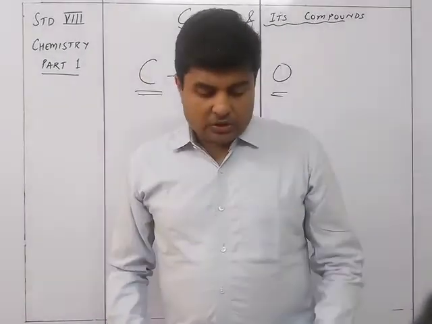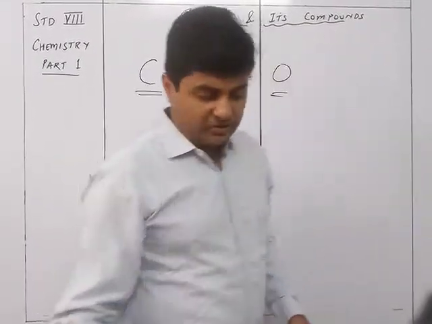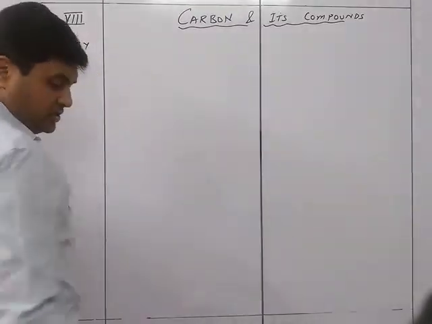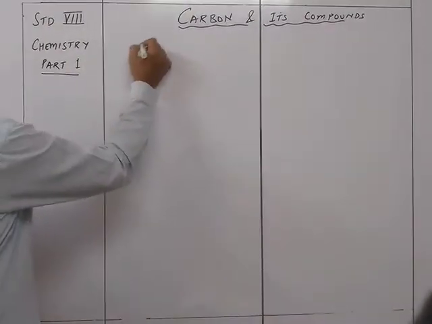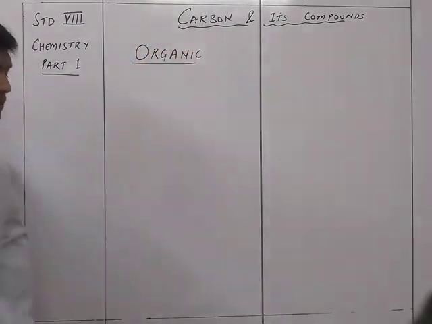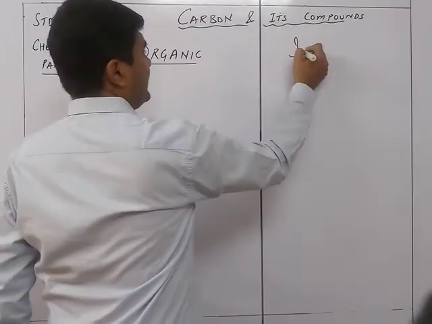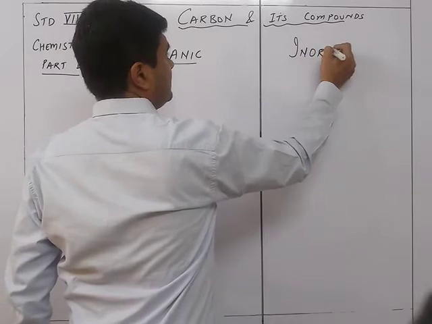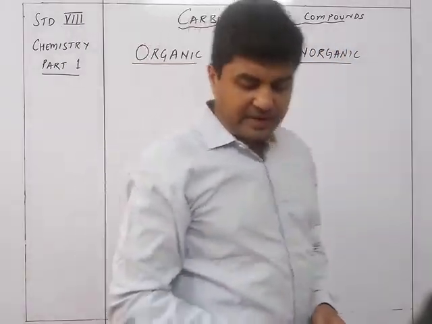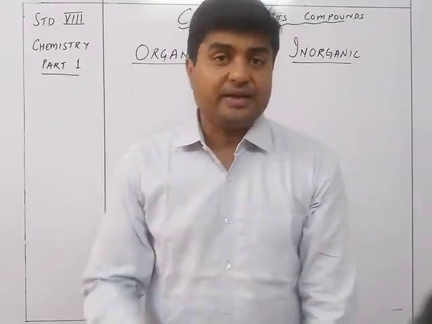compounds. So accordingly we can see that the carbon compounds can be divided into 2 points. If we talk about the carbon compounds, we can say they can be of two kinds. One is organic chemistry, and the other one is inorganic chemistry. So we can divide the chemistry into two parts. One is organic chemistry, and there is inorganic chemistry.